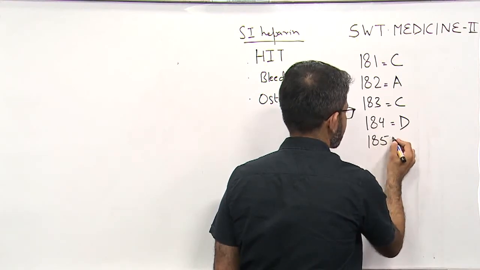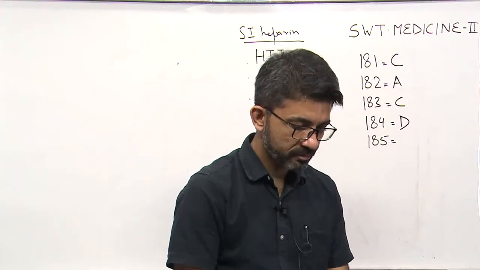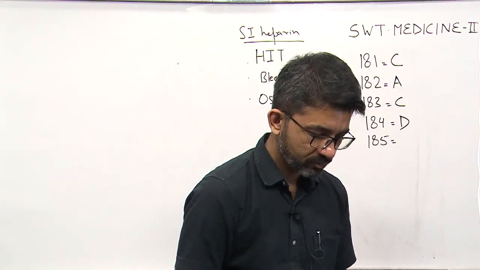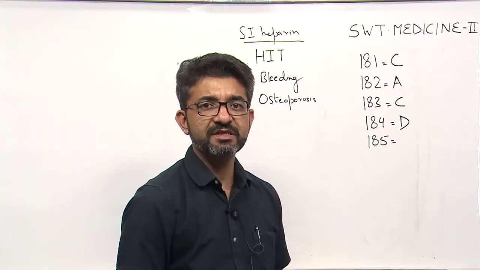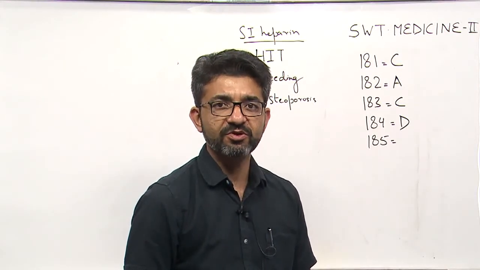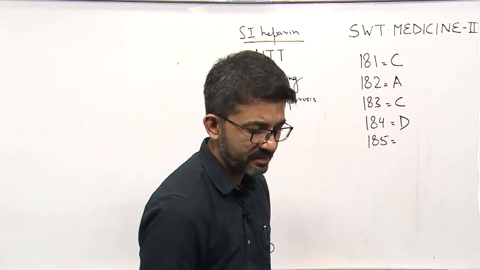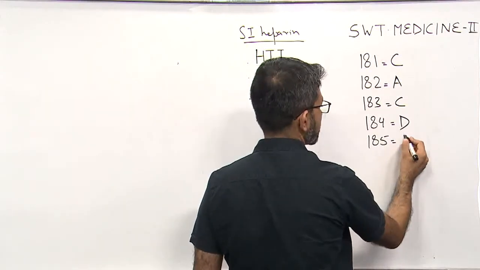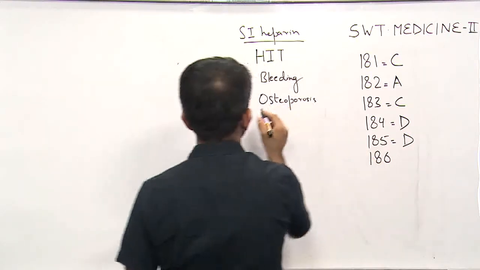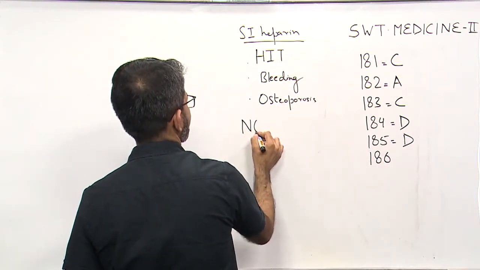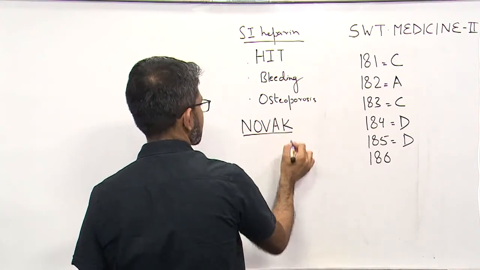Question number 185. Again the answer is direct thrombin inhibitor, answer is D, all of the above. These are newer anticoagulants, novel anticoagulants, and we have to remember them all by heart. Answer is D. Novel anticoagulants, it is known as NOVAC, novel anticoagulants, NOVAC.